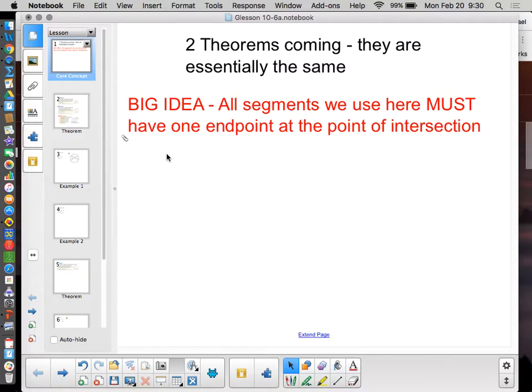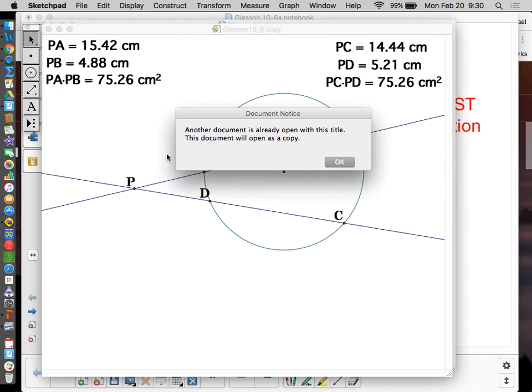So get your mind around the fact that this is going to be about segments, not about the angles and lengths of the segments. But the big idea here is all segments that we're going to use in both theorems start at the point of intersection. Let me give you a demonstration of what's going on.